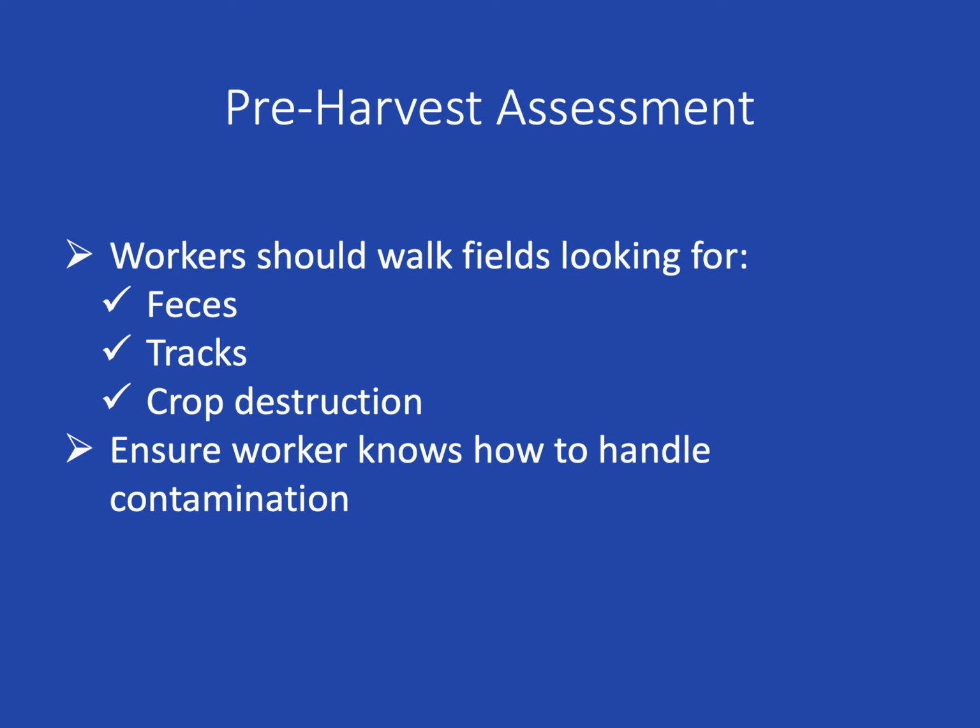This assessment includes walking through the fields and looking for evidence of animal intrusion such as feces, tracks, or crop destruction. If a worker finds evidence of animal intrusion, then they should mark it off with a flag to signal to themselves and other workers that they should not pick from that area. The size of the area around the flag that is to be avoided will be determined by their supervisor.